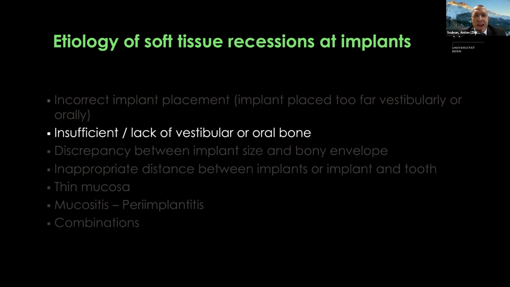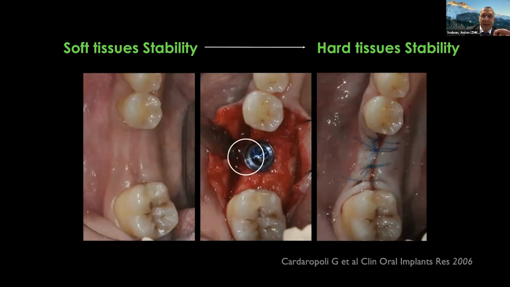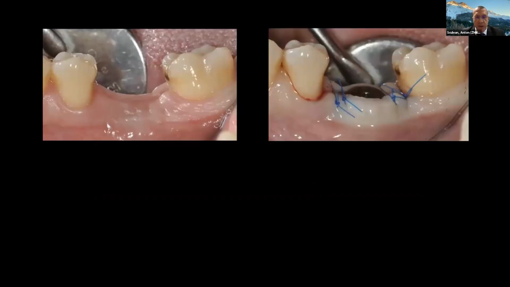Then, of course, we may have a lack or maybe an insufficient thickness of the bone. How much thickness do we need? 1.5 to 2 millimeters is mandatory. And if you don't have this bone, then what is going to happen is that the soft tissue recedes. Why? Because the soft tissue always follows the hard tissues. It's very important to keep this in mind.